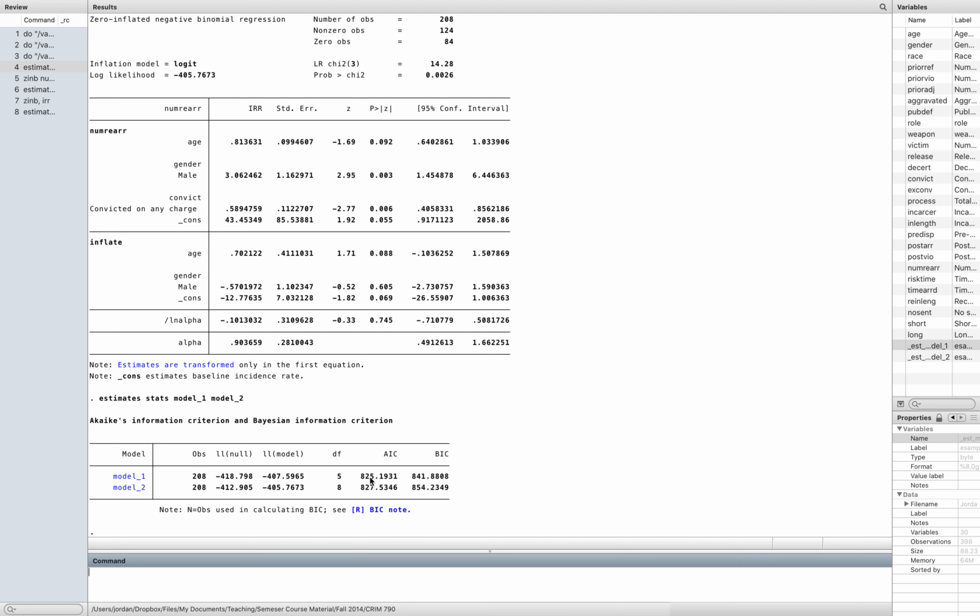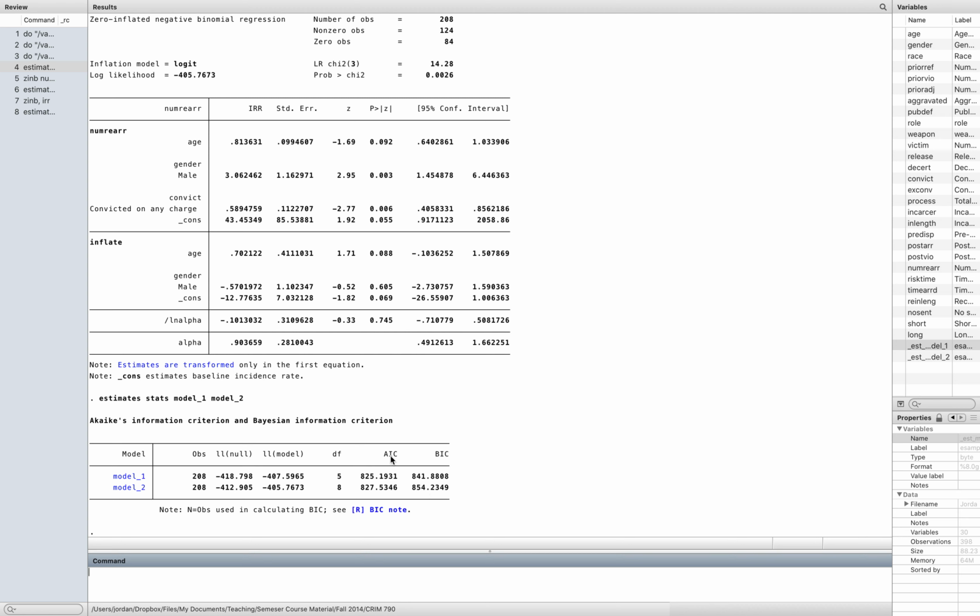So model 1, the AIC is A25, the BIC is A41. And that's our negative binomial regression. For model 2, the AIC is A27, the BIC is A54. Lower values mean better model fit.